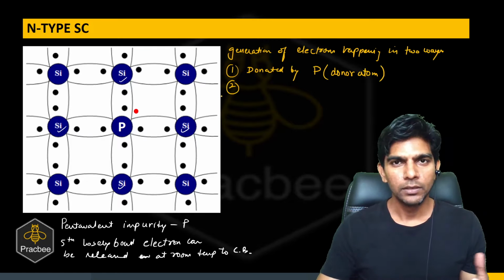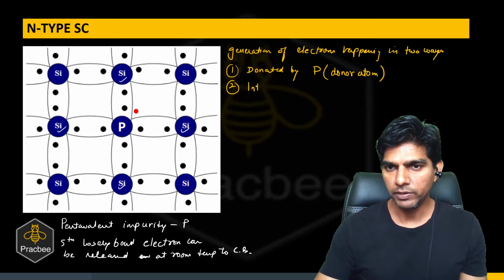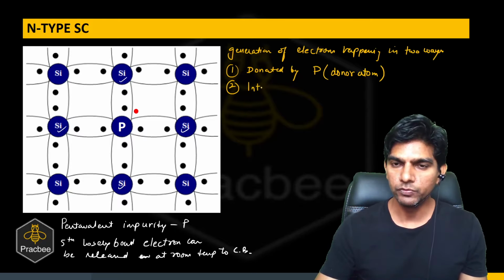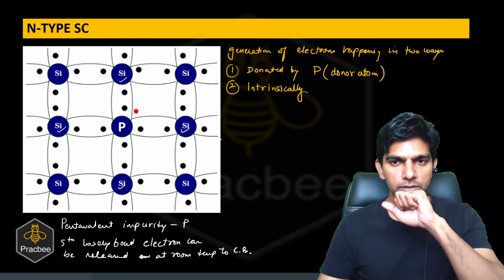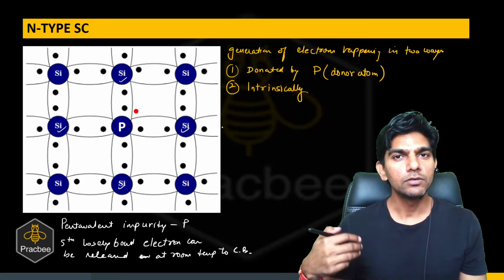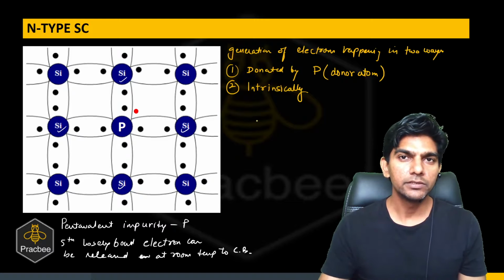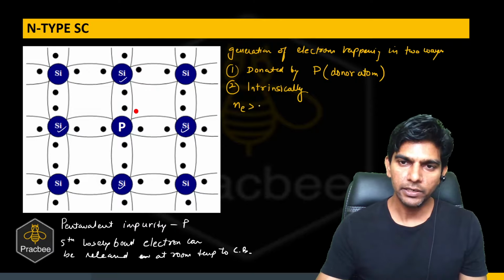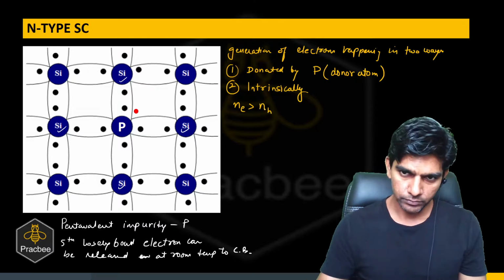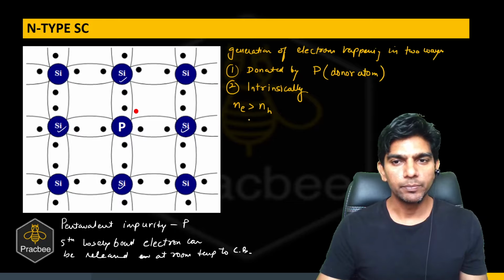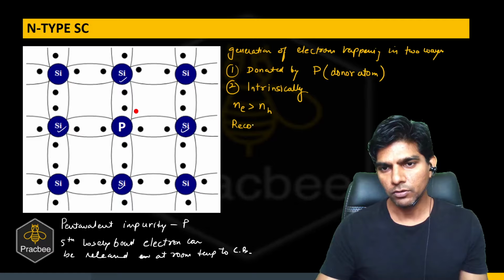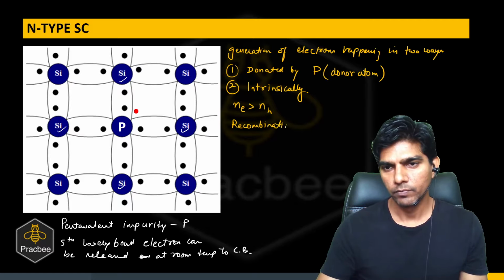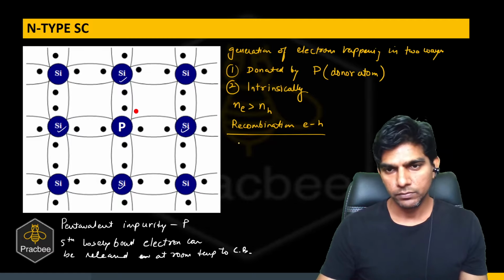And second, intrinsically, right? So when a bond breaks, we will have some free electrons which will move to the conduction band intrinsically. So due to these 2 ways, the concentration of electrons will be very large in comparison to holes. So we can say Ne will be large in comparison to holes. And there is one more process happening, which is known as the recombination of electrons with holes. So if we consider the recombination process, the concentration of holes will further go down.